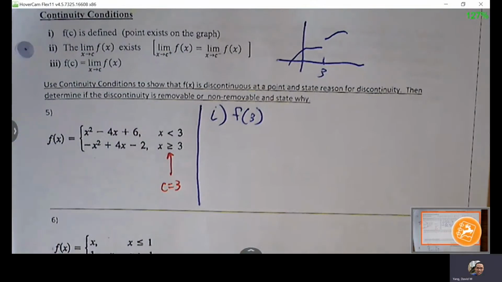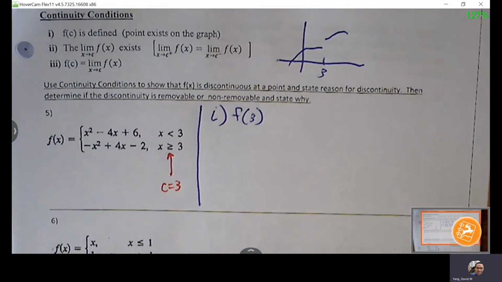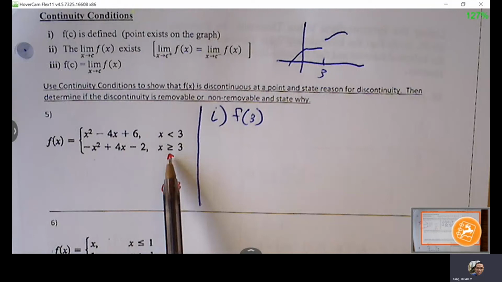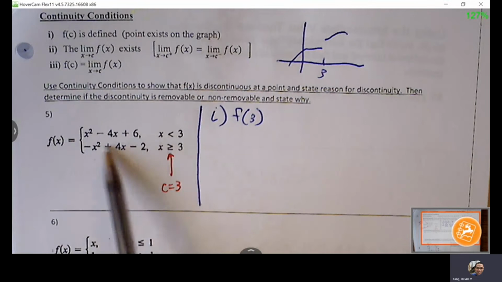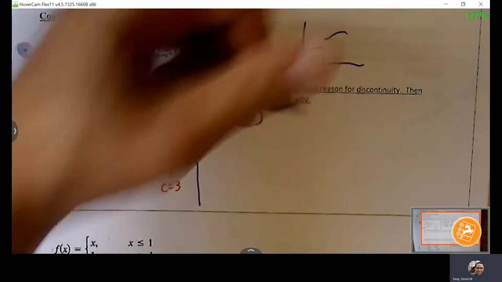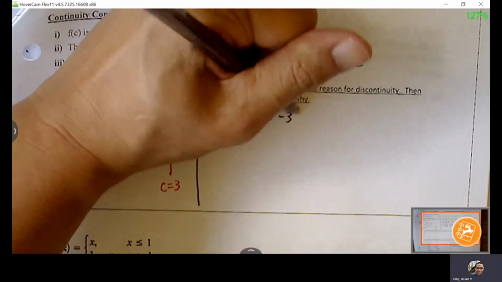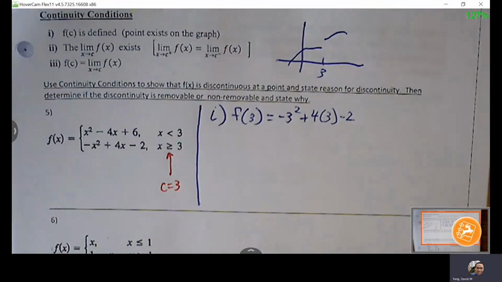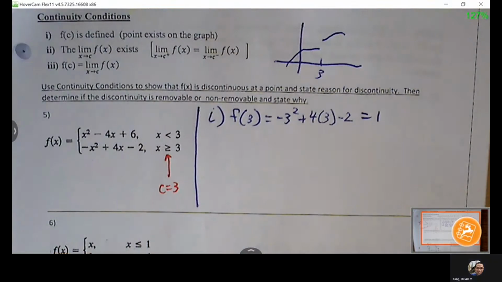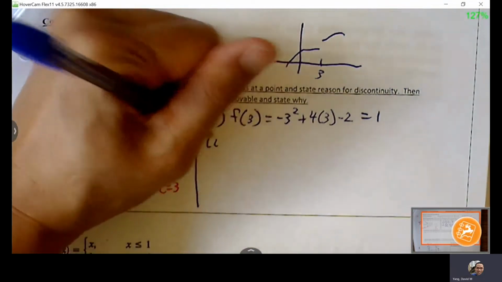Okay, where do we look to find f of 3? First or second piece? Second, why? Yep, there's the equal sign, right? So that 3 is going to get plugged into this graph here. -9 plus 12 is 3. 3 minus 2 is 1. Okay. Passes the first condition. We move on to the second condition.